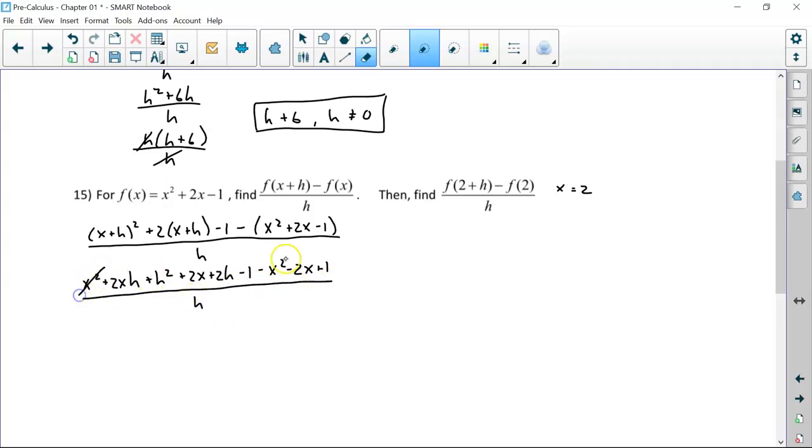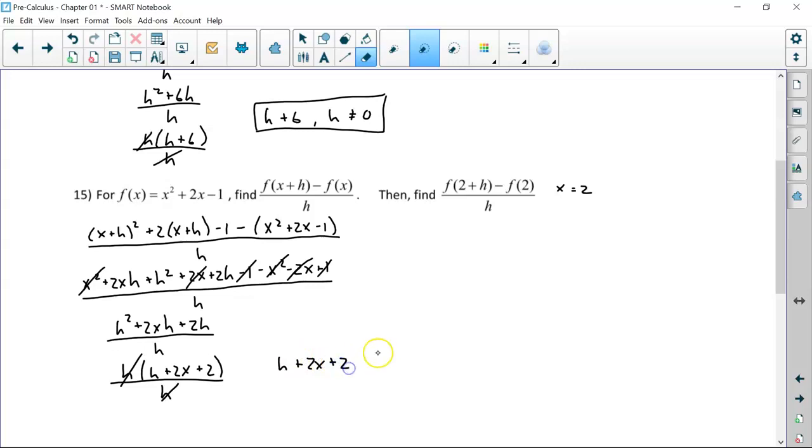We combine our like terms. The x squareds cancel, the 2x's cancel, and the 1's cancel. So we're left with h squared plus 2xh plus 2h over h. Factor out the h again. H times h plus 2x plus 2, all divided by h. The h's cancel, so in the end we're left with h plus 2x plus 2, as long as h does not equal 0. That's the first part.